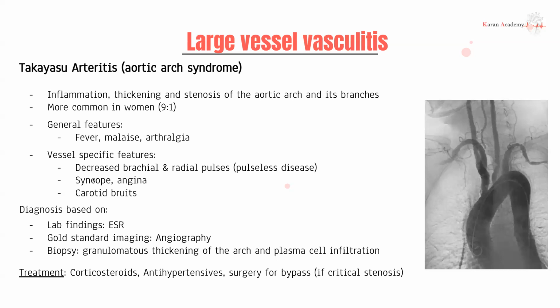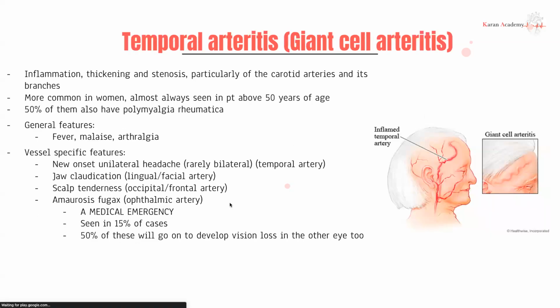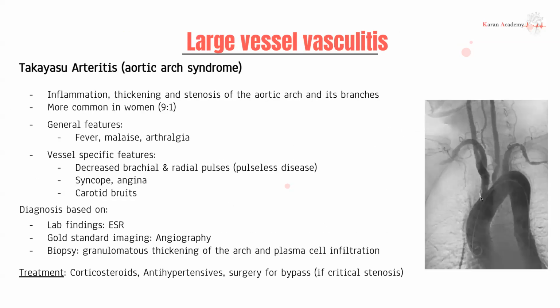And then as I said, try to think of vessel-specific features. So you're going to have decreased brachial and radial pulses because you have stenosis of the aortic arch. You can have syncope and angina because you have the branches being affected, and you can also have carotid bruits based on that stenosis. Diagnosis is based on lab findings with an increased ESR. And we talk about ESR over CRP because CRP is usually an acute phase marker and often isn't a good reflection of these chronic autoimmune conditions, and ESR tends to do a better job with that.